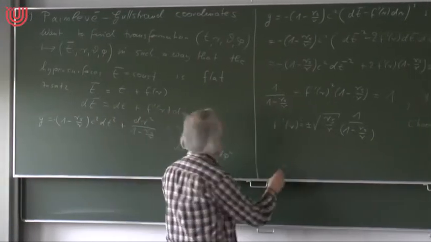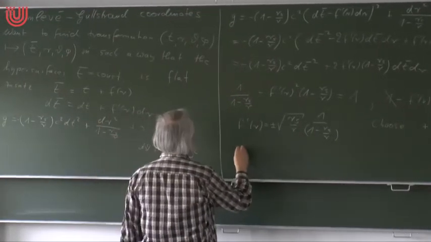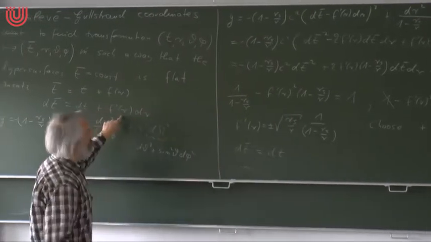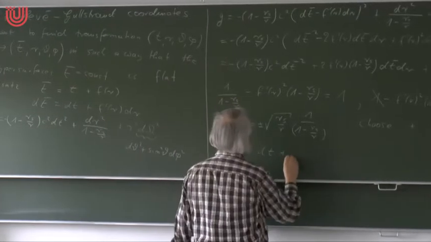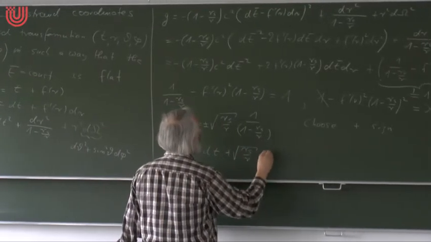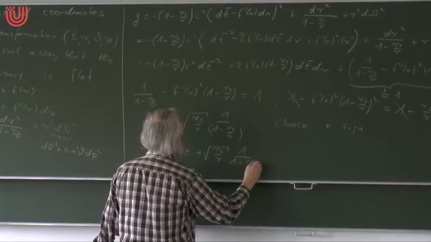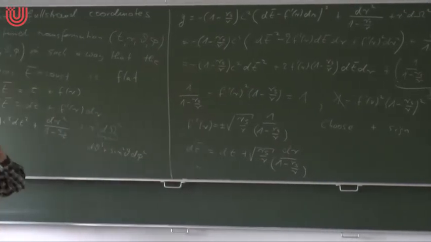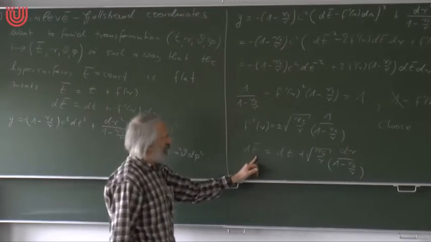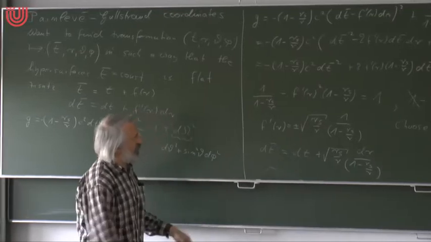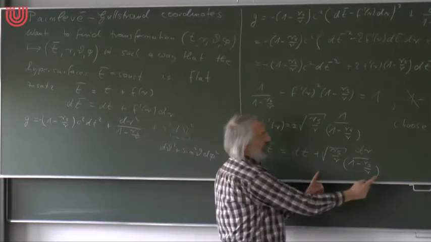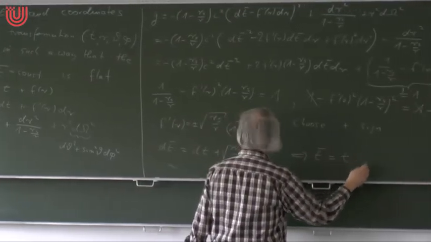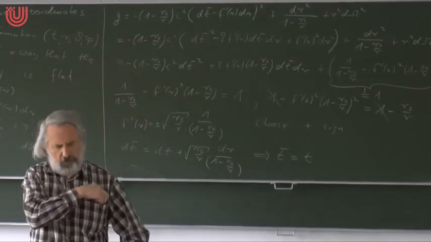So let's copy this again. So this means that dt bar must be dt, and now plus f prime, I copy this from here, plus root Rs over r, 1 over 1 minus Rs over r dr. And actually, this can even be integrated, so we can even write down the t bar explicitly. So if I put integral signs in front of everything, I get here an elementary integral. And what I get is the following. That's something with a log.